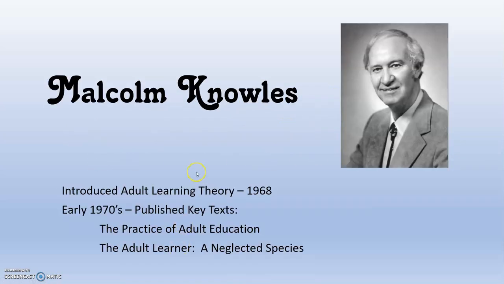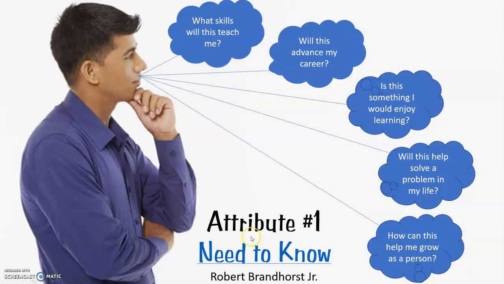My maps are designed with a canvas to highlight the heart behind each attribute with the assumed thoughts of adults in each situation. My first map highlights Attribute 1, which states that adults need to know why something is important before they learn it. In my map, I have a young man in deep thought considering whether or not he should pursue learning a certain material.